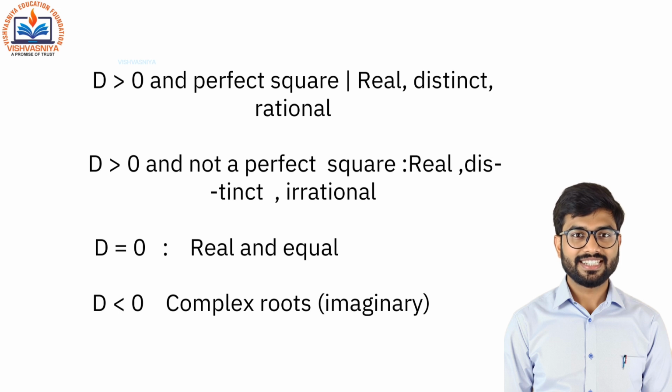If D is greater than 0 and a perfect square, then we get real, distinct, rational roots. If D is greater than 0 but not a perfect square, real, distinct, irrational roots. If D is equal to 0, real and equal roots. If D is less than 0, complex, imaginary roots.